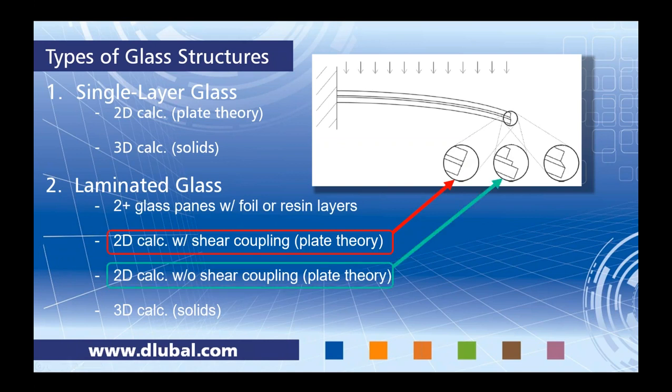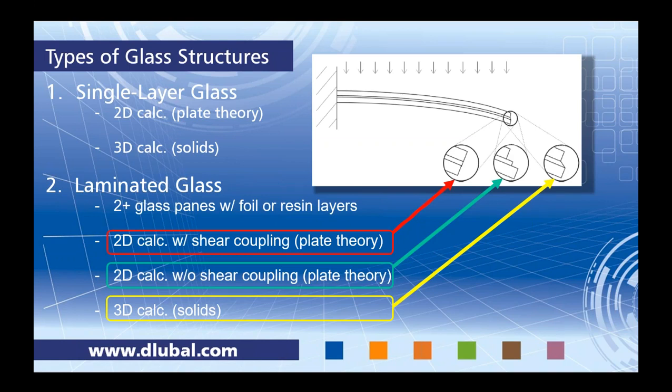The second option is a 2D calculation without shear coupling. Again, this is plate theory, 2D finite elements. As this picture shows us, we have absolutely no shear coupling behavior between any of the layers. So no relationship there between maybe our first layer, our foil, and our second layer. The third option, being the most accurate option, is a 3D calculation with solid elements. From this picture, you can see that we can accurately get the shear coupling behavior based on the stiffness of all the intermediate layers.